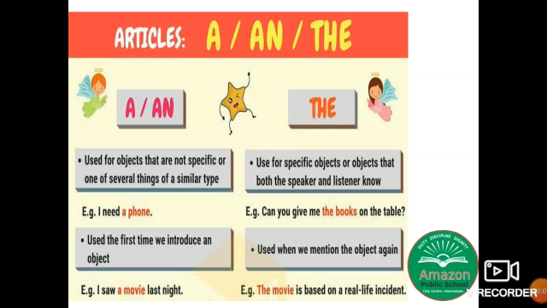Now let's see some more rules. A and an are used for objects that are not specific, or one of several things of similar type, whereas the is for the specific object that we are talking about. For example, I need a phone. You need only one phone, and phone starts with a consonant, so you use a. Whereas, can you give me the books on the table? Books is plural, so you are using the.